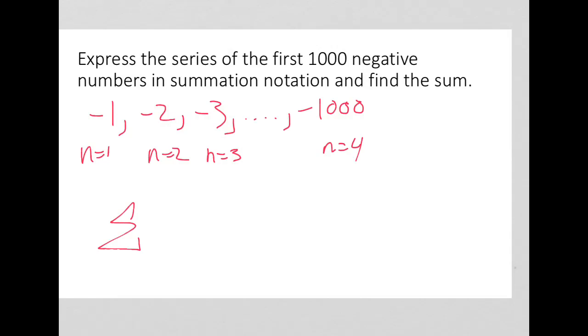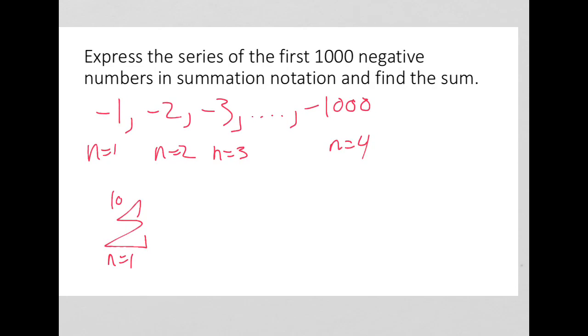So if I'm writing this in sigma notation, I'm going to start with my first term. I'm going to run until I hit my 1,000th term, and this is the opposite of my term number, so negative n. That would be the sigma notation for this sequence, for the series, the sequence where we want to calculate the series for it.